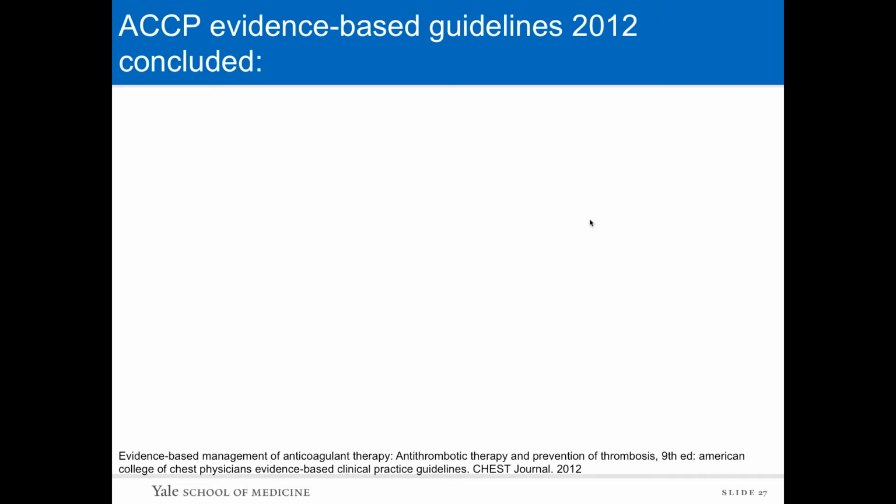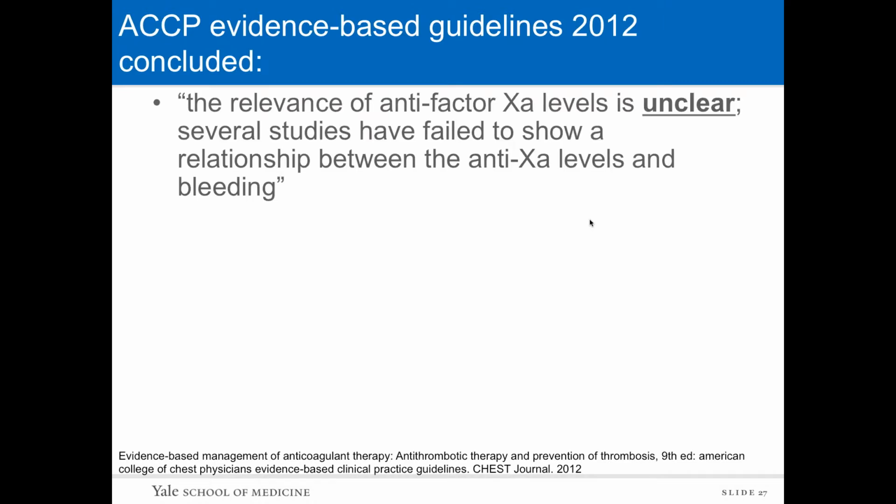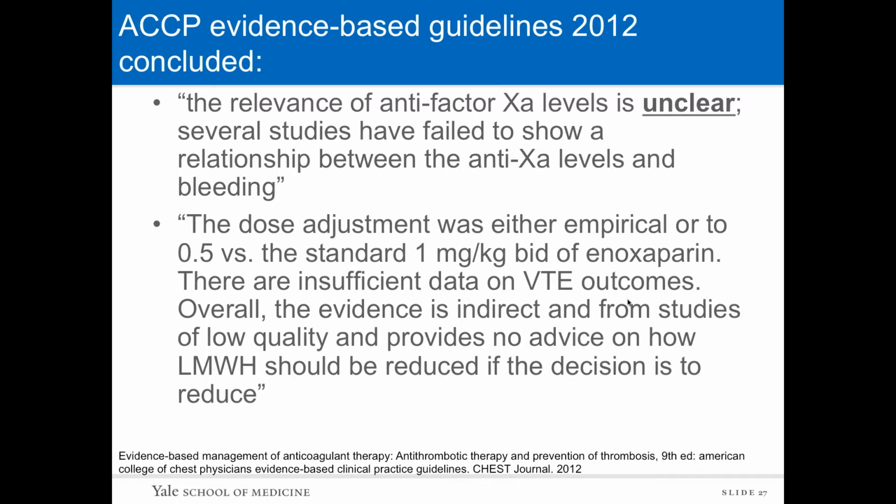Based on these studies, ACCP concluded in 2012 that the relevance of anti-factor Xa levels is unclear. Several studies have failed to show a relationship between anti-Xa levels and bleeding. Talking about patients with chronic kidney disease, the evidence-based guidelines stated that the dose adjustment in these studies was either empiric to 0.5 versus the standard 1 milligram per kilogram. There are insufficient data on the venous thromboembolism outcomes. Overall, the evidence is indirect and from studies of low quality and provides no advice on how low molecular weight heparin should be reduced if the decision is to reduce.